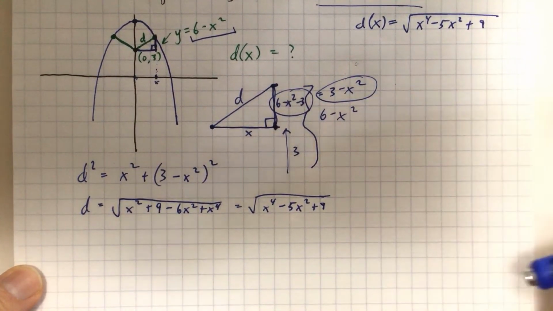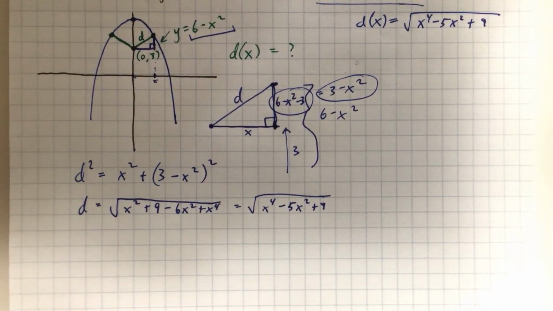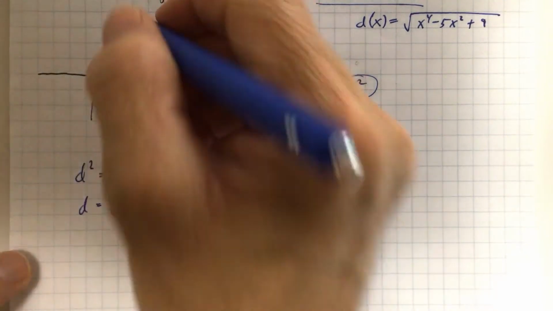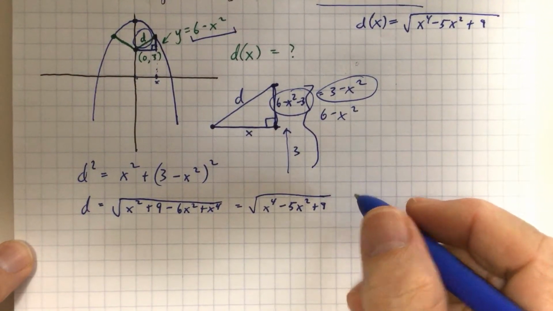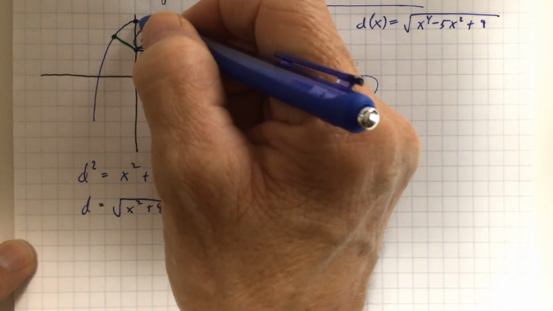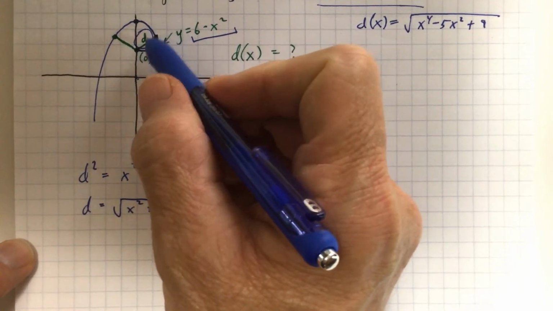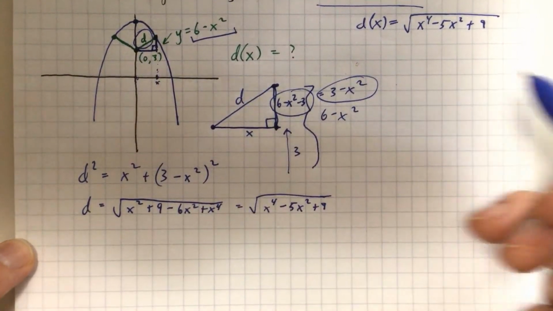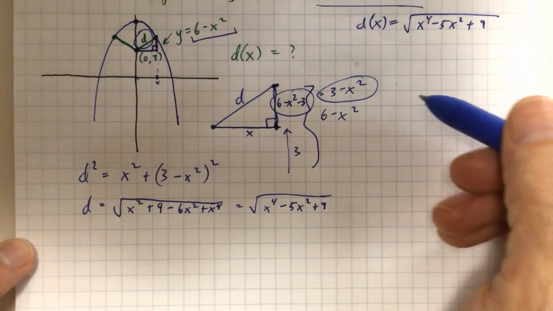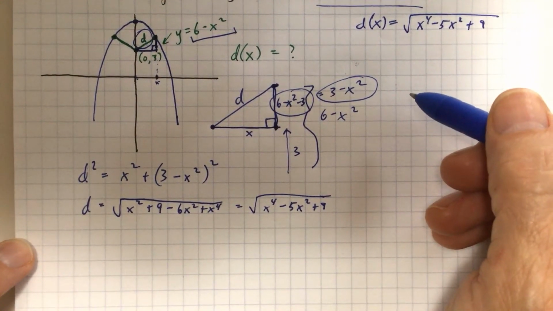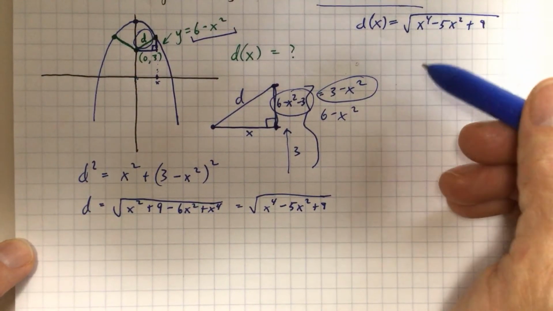Well, the minimum values happen at endpoints as well as critical points. Now, the distance in terms of x is going to be a positive number. No matter where we plot a point on the parabola, if we calculate the distance from that point to the point 0, 3, it will be a positive number. So the distance is always positive. That's a good thing to know, because we're never going to have to worry about negative values for the distance.